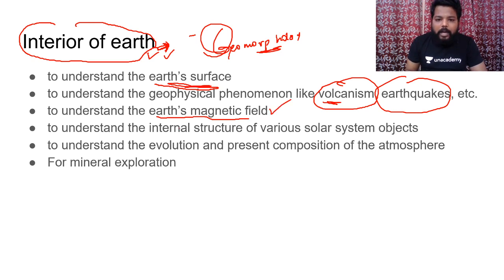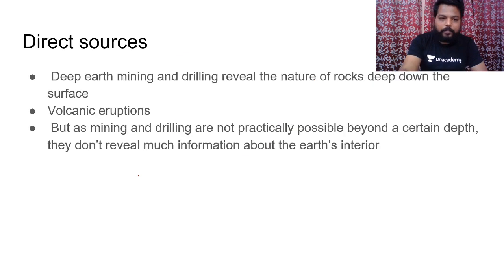If you want to understand the internal structure of various solar system objects, apart from the earth, there are many celestial objects present in our solar system. To understand the internal structure of these objects, it is 100% necessary that you understand the interior of the earth. Also, to understand the evolution and present composition of the atmosphere, and for mineral exploration, you have to understand the interior of the earth. In that way, we will be understanding the interior of the earth now. Clear?